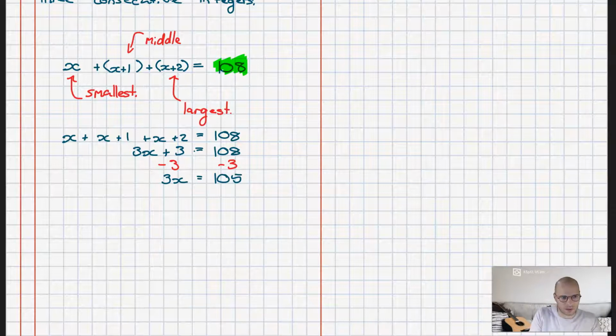And then finally, to solve for x, we divide both sides by 3. And thus we're going to be left with x is equal to 35. So we say therefore x is 35.